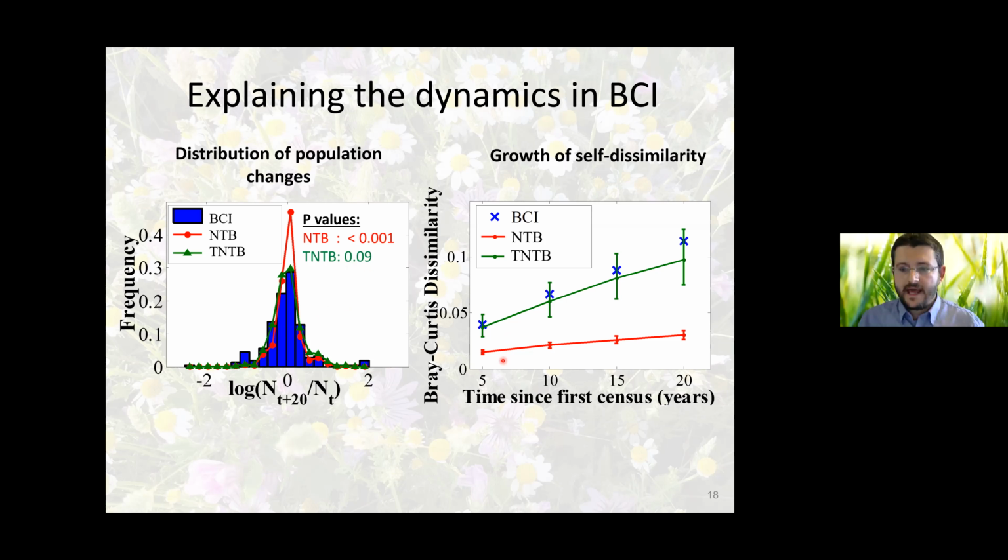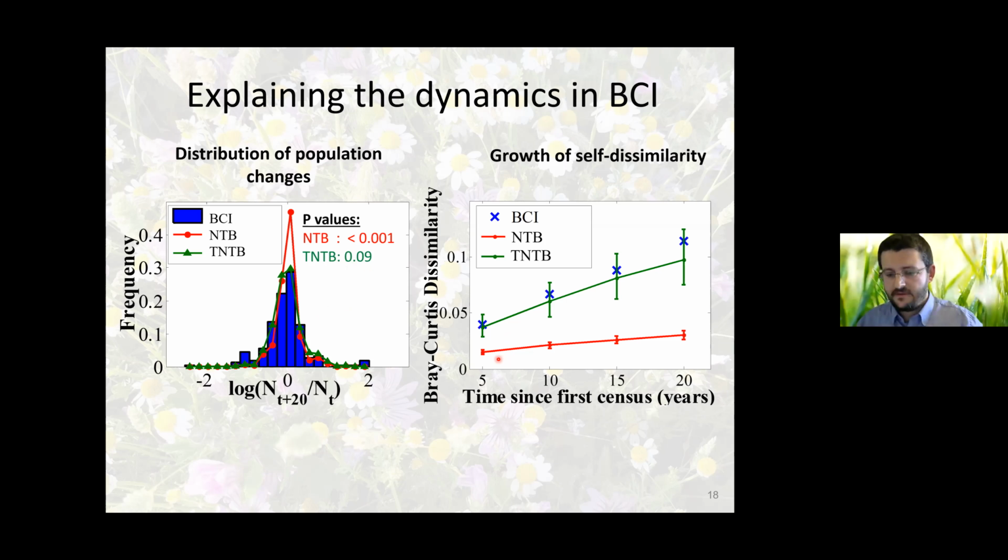Looking again at the changes in composition in time, both neutral theory and the extended TNTB predict that the similarity of the composition with respect to the first survey will increase with time, but only TNTB predicts anything close to what's going on in BCI. So these patterns and others make me conclude that TNTB explains the observed dynamics much better than its null neutral theory, and not bad in absolute terms.